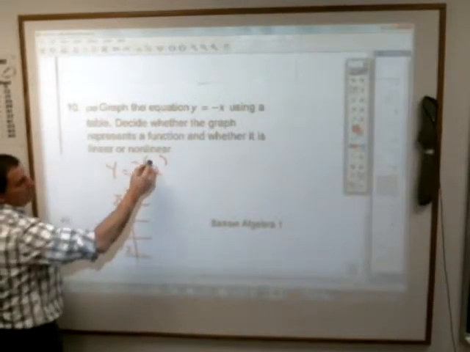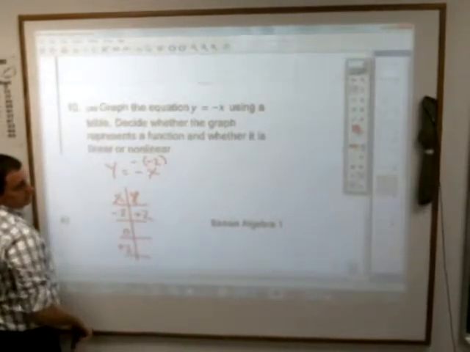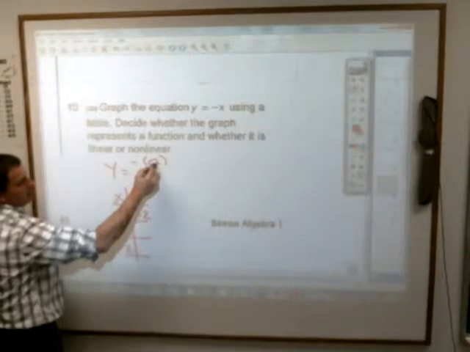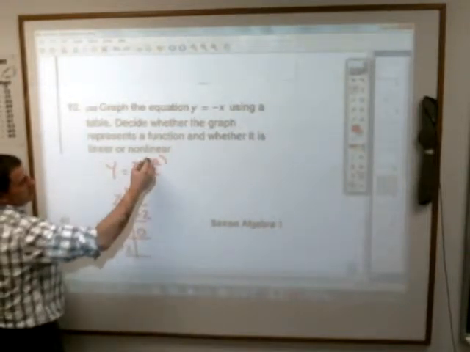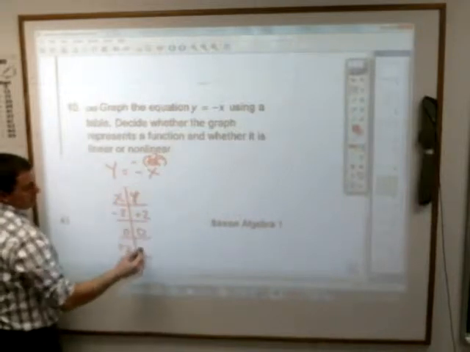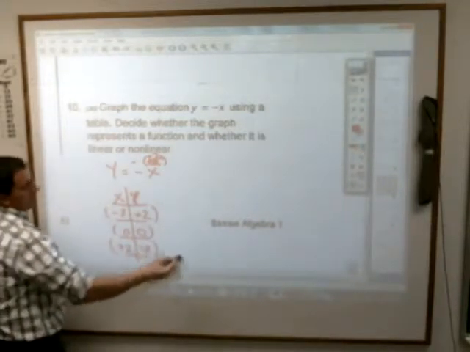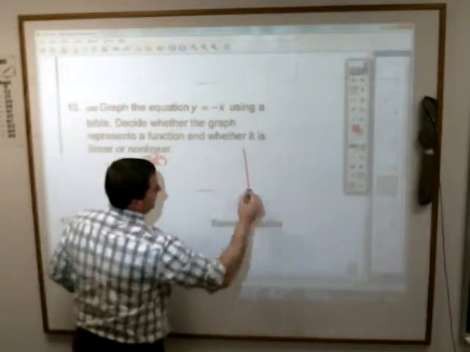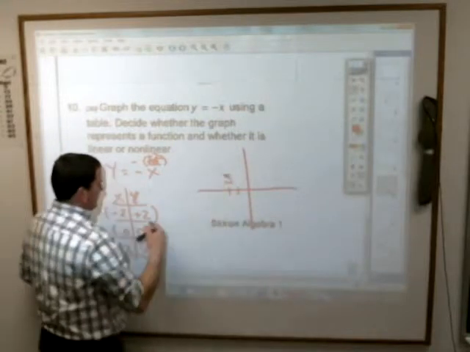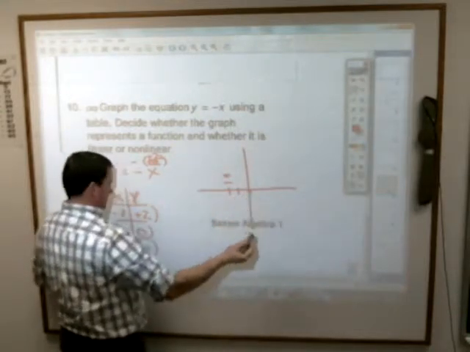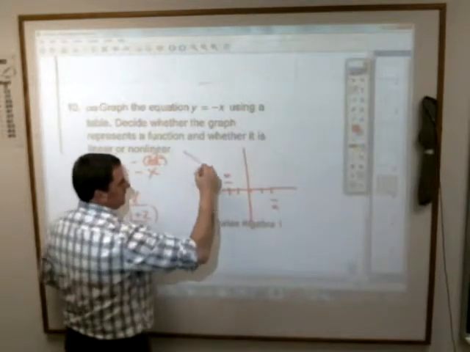If I put a -2 in for x, the negative of -2 is +2. If I put a 0 in for x, negative 0 is 0. If I put a +2 in for x, the negative is -2. So these are the coordinates that you just sketch on your graph: (-2, 2), (0, 0), and (2, -2). And that's where this line came from.